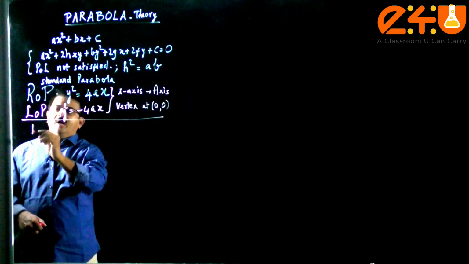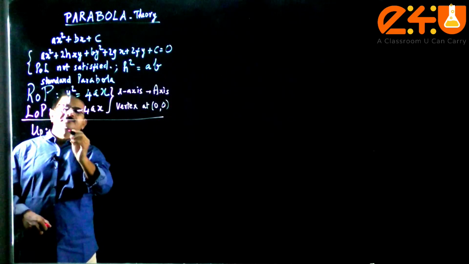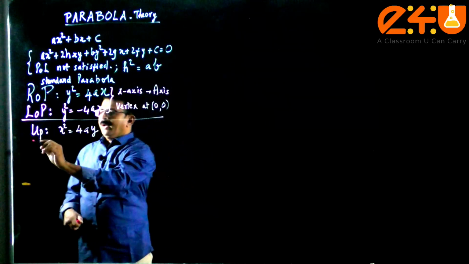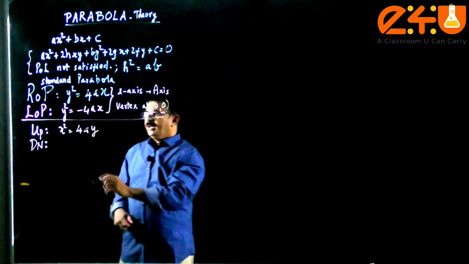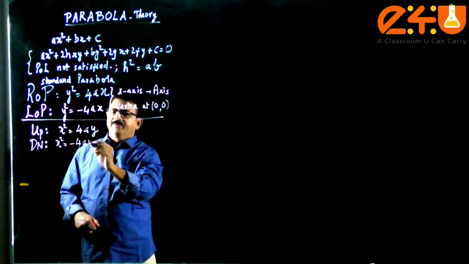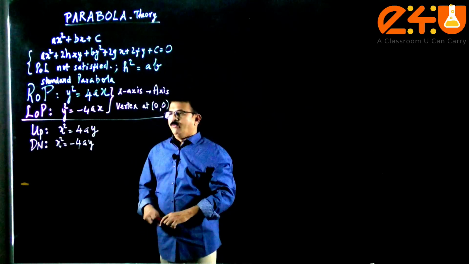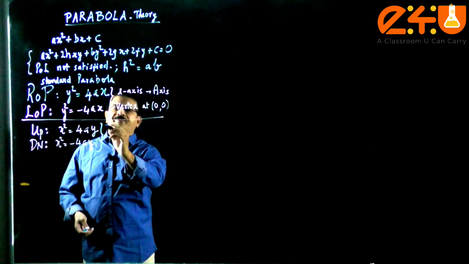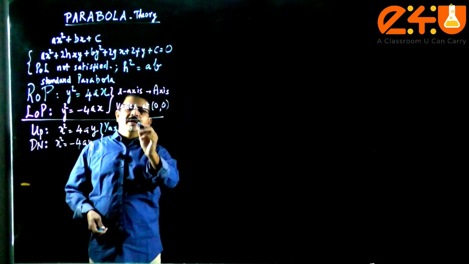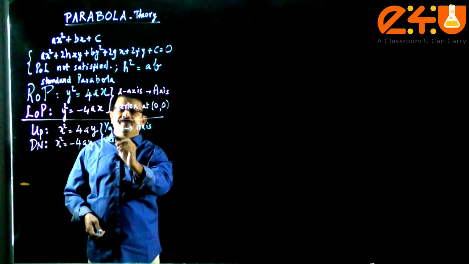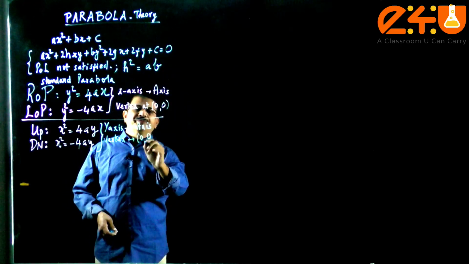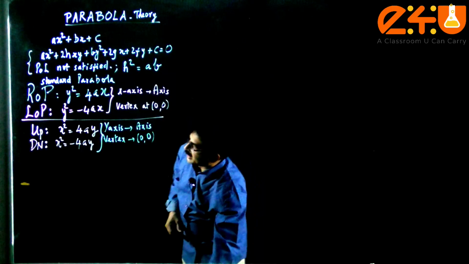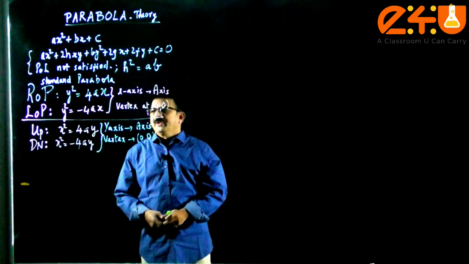Then upward parabola, x squared is equal to 4ay, and let me put another category, downward parabola, x squared is negative 4ay. Upward parabola and downward parabola, and incidentally both of them have y axis as axis of parabola. Of course, they have vertex at origin, that is 0, 0. Well, these are the four basic parabolas.